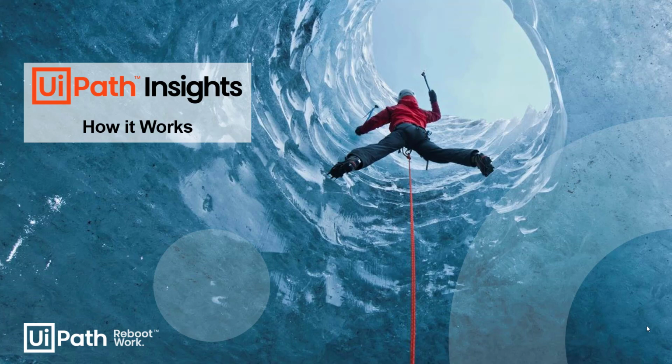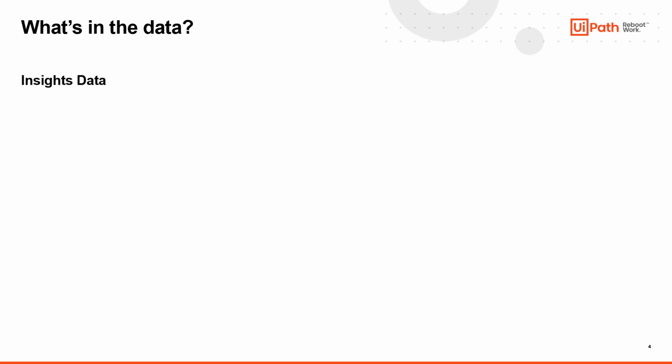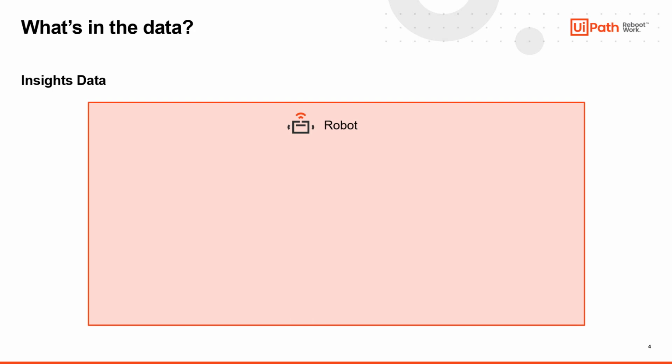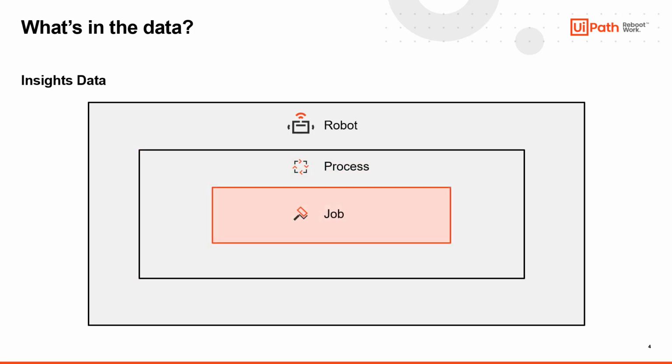I'm a sales engineer specialist at UiPath, and in this series we're going to be talking about Insights, more specifically how it works. Let's take a look at what's in the data. The Insights data comes from our automations, and we know that each of our automations run within a robot. Each automation is called a process, and each time a process runs, it's called a job.